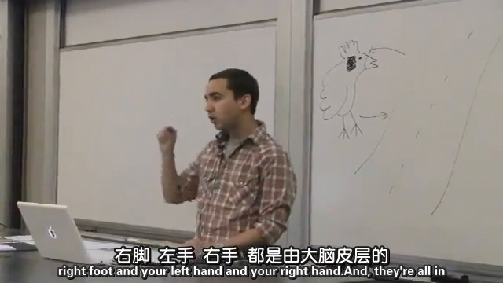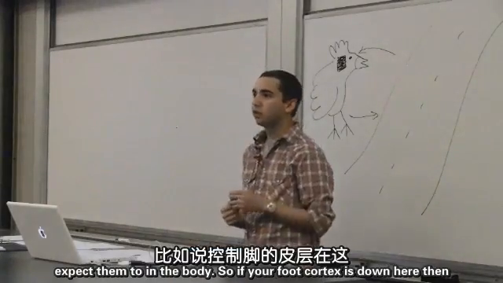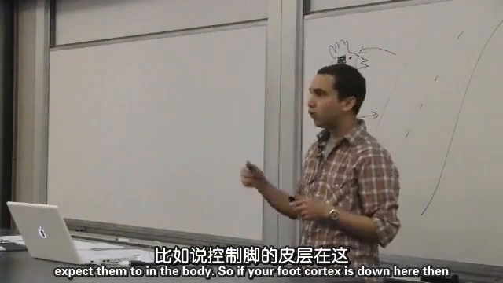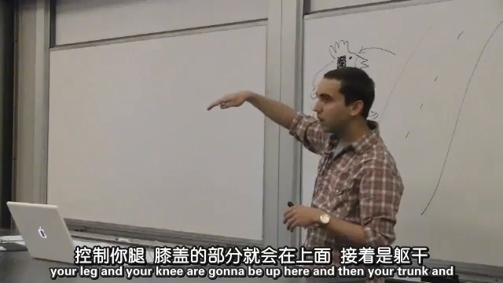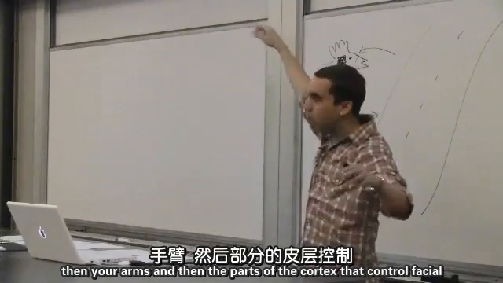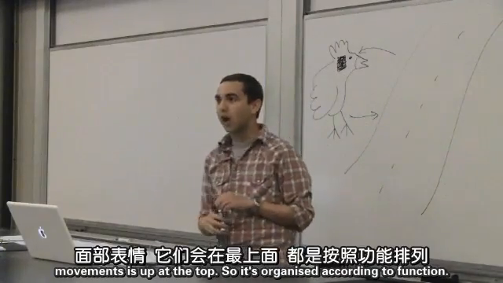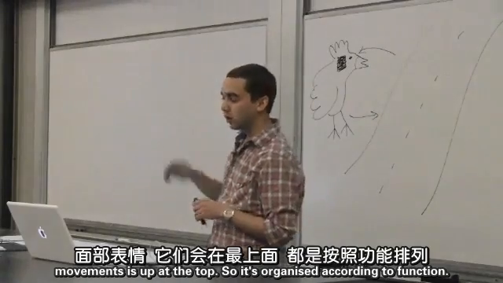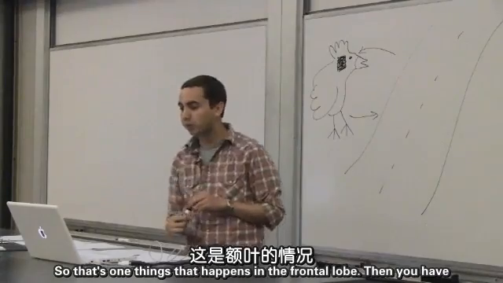And they're all in specific places in the cortex, and they line up the way you would expect them to in the body. So if your foot cortex is down here, then your leg and your knee are going to be up here, and then your trunk, and then your arms, and then the parts of the cortex that control facial movements up at the top. So it's organized according to function. So that's one thing that happens in the frontal lobe.